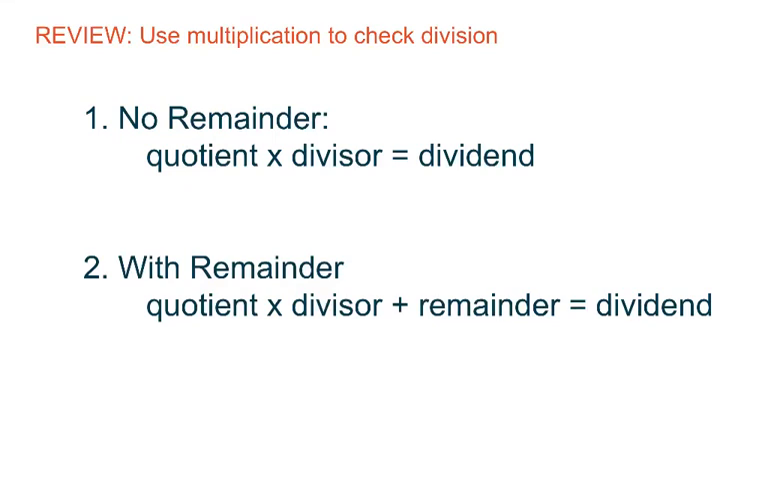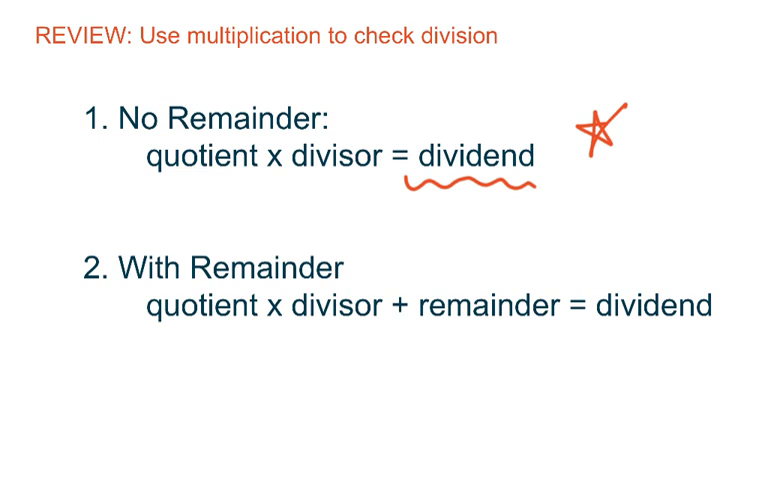Let's quickly review how to use multiplication to check your division. First, when your division problem has no remainder, simply multiply the quotient times the divisor. If your multiplication is accurate and your division was accurate, you should get a product that is the same as the dividend in the division problem.